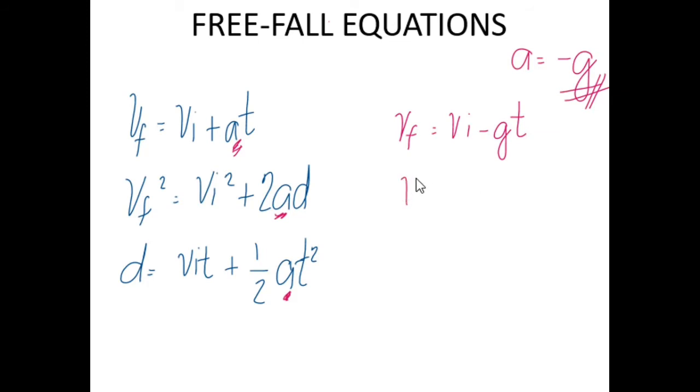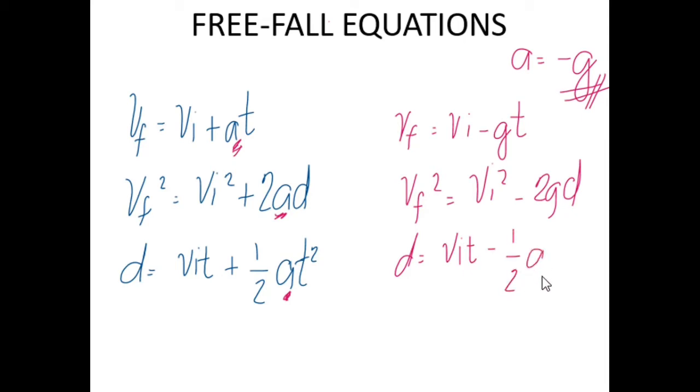And then we have here Vf squared equals Vi squared minus 2gd. And then we have here d equals Vit minus 1/2 gt squared. Okay? So these are our free fall equations. Change lang yung a into negative g.